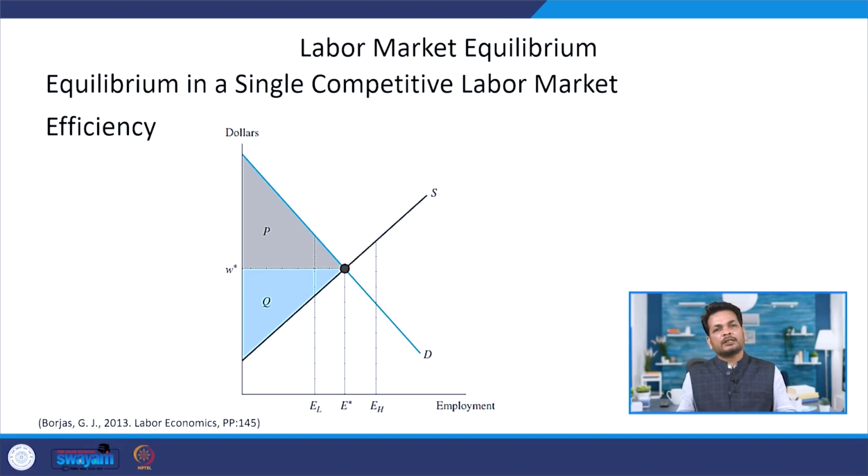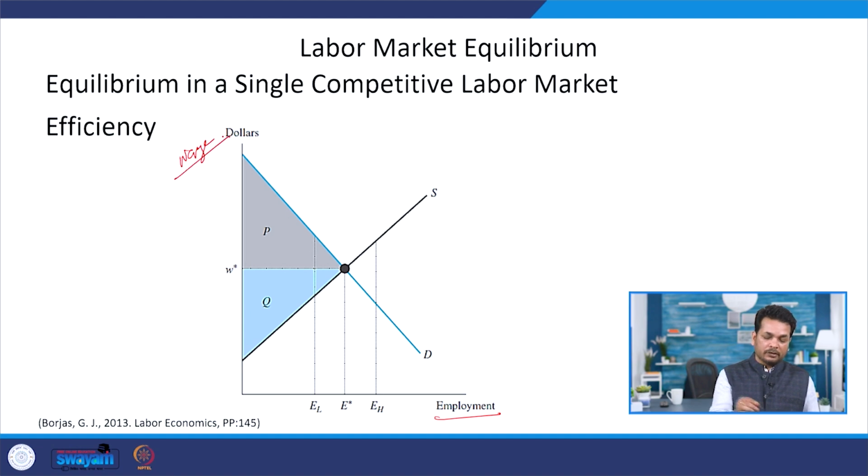Now, when we talk about this neoclassical model, another implication of this neoclassical model is that it attains efficiency; it allocates the resources in the most efficient way. Now, how it happens, let us try to understand. We have taken employment on this x axis and wage on this y axis, with this supply function and demand function, the economy is at equilibrium at the wage rate W star and the economy is employing E star amount of employment.